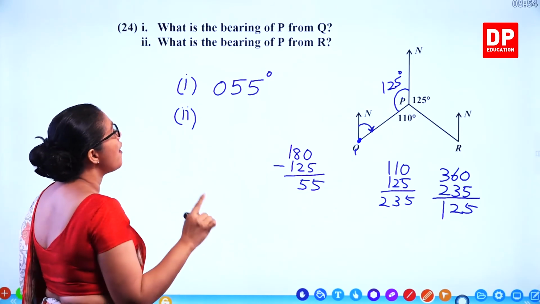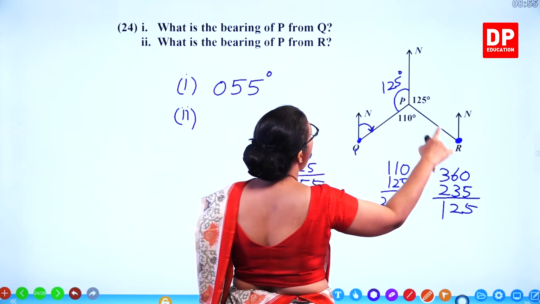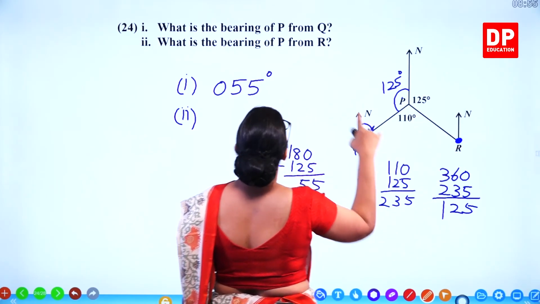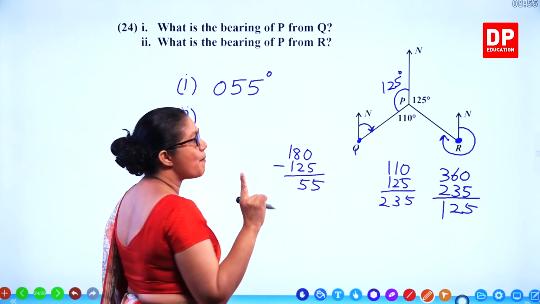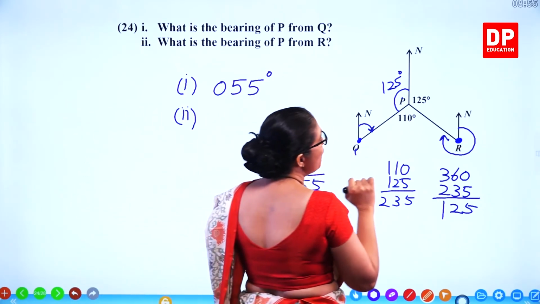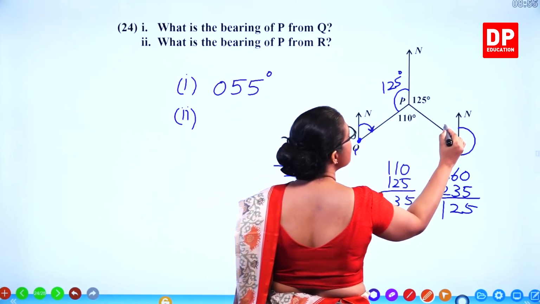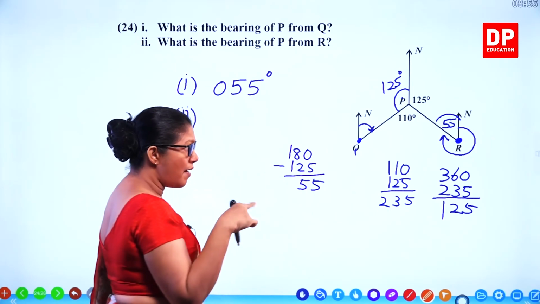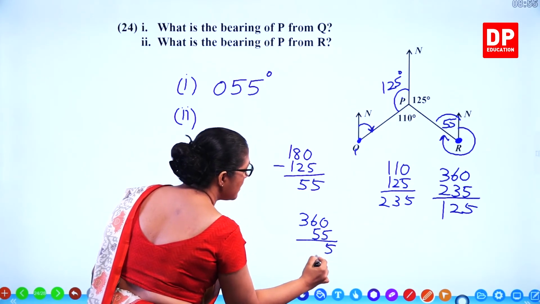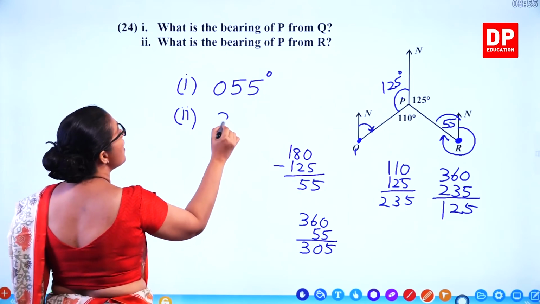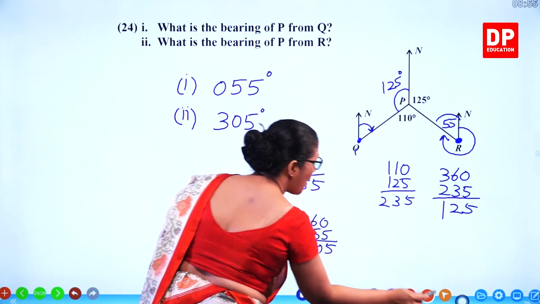Then the second one, what is the bearing of P from R? From R means you mark R and then think about where R is. From R, where is P? P is here. So you need this angle, the clockwise angle from north. How do we find that? This is 125. We found previously this is 55. Then what is the bearing? 360 minus 55. 5 and 5, 10. And here 305. So the bearing is 305 degrees. So you get 2 marks, 1 mark each.